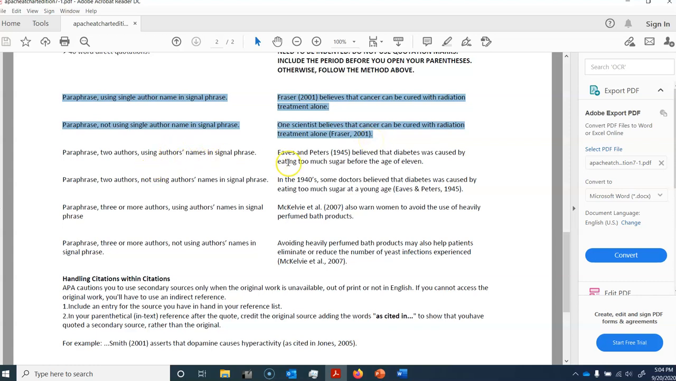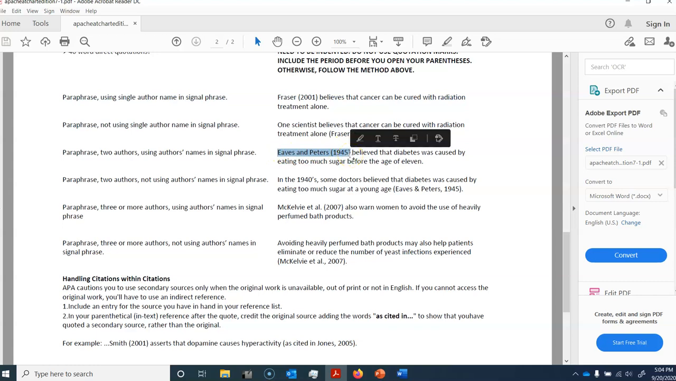If I have two authors, and I'm using both the authors' names in my sentence, I'm going to include author one's last name, and, and then author two's last name, followed by the year of publication in a bracket. But if I'm not using their names in the sentence, I'm going to put everything into a big bracket at the end. And just like with direct quoting, I'm going to use the ampersand instead of "and" between the two authors' names.